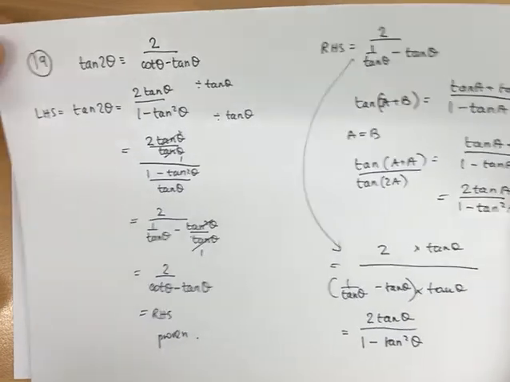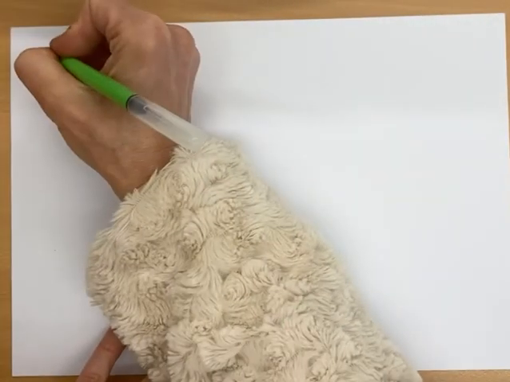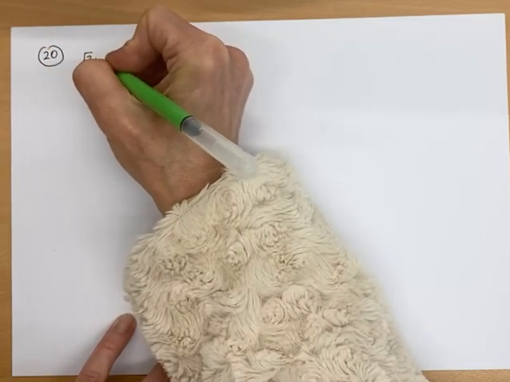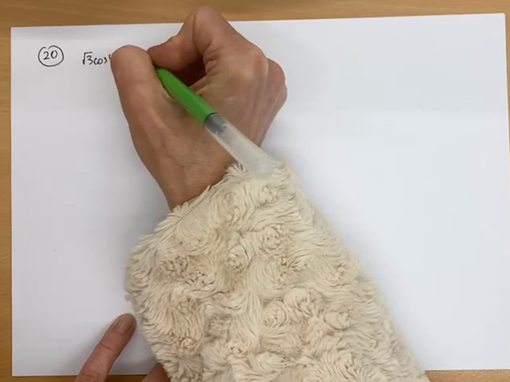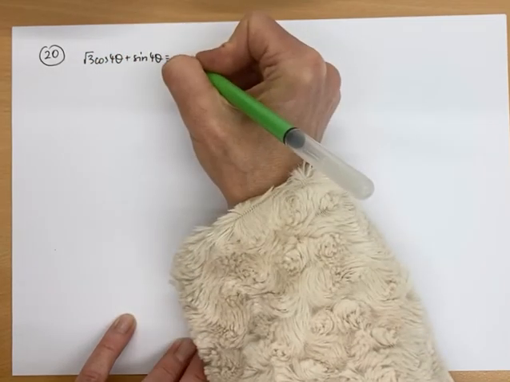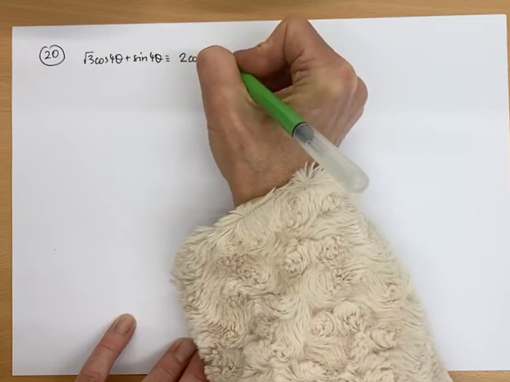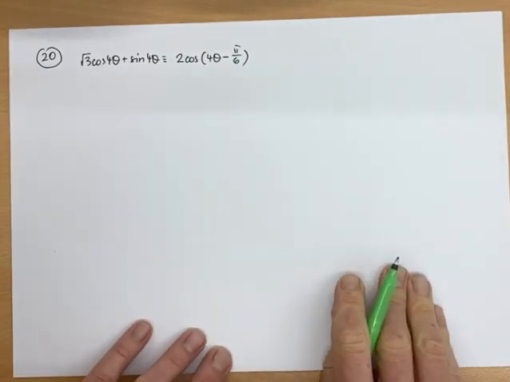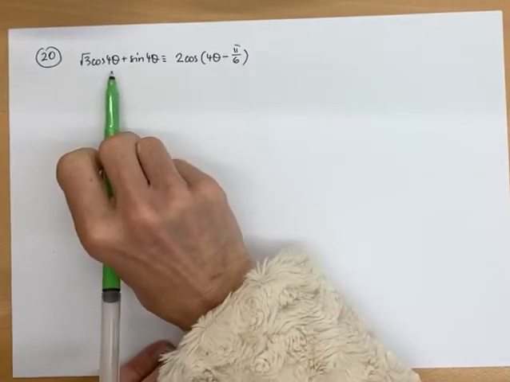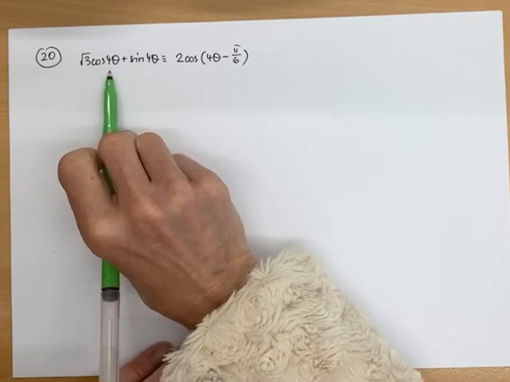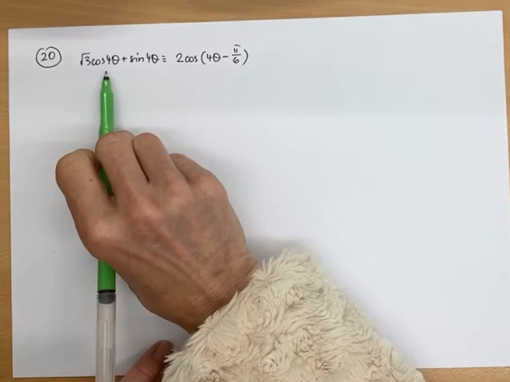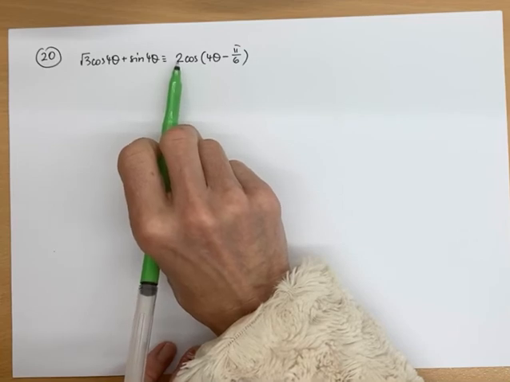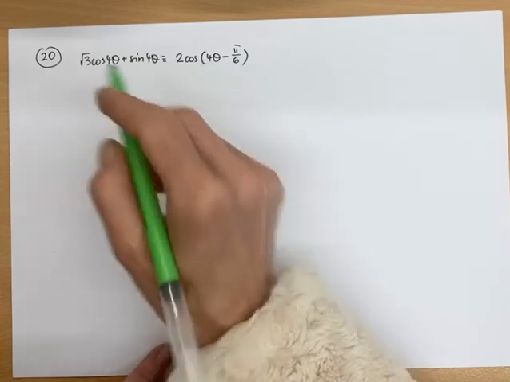Okay, let's move on to example 20, which is the last example before exercise 7F. So we've got root 3 cos 4 theta plus sine 4 theta. And we have to prove that it's identical to 2 cos(4 theta minus pi over 6). Really the easiest way of doing it, you could actually use the method from the previous section, which is on R sin or R cos (theta plus alpha). But I think it's much nicer and quicker to expand this using the addition formula for cos.